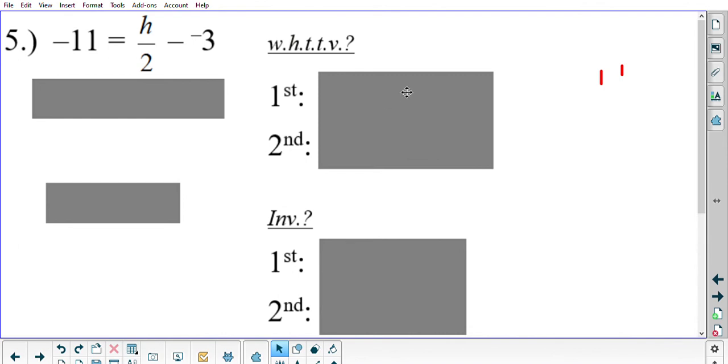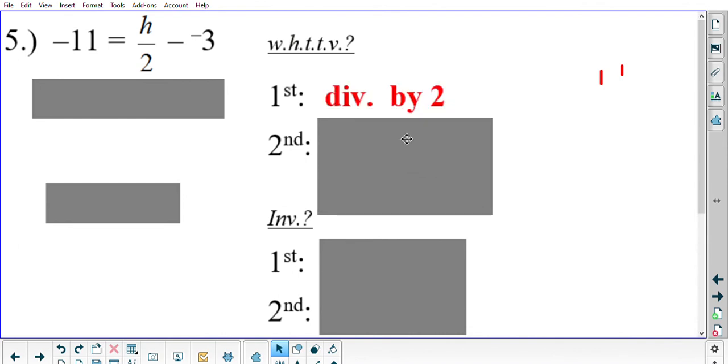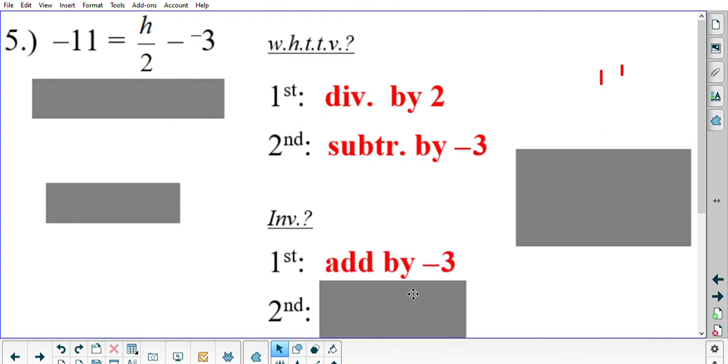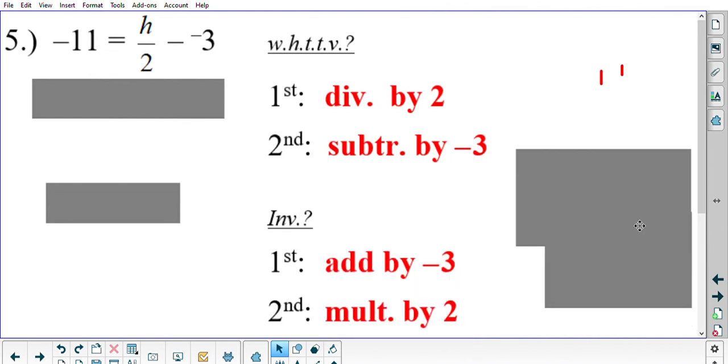Problem number 5, for those of you who did it. First thing happening to the variable, dividing by 2. Second thing happening to the variable was subtracted by negative 3. First inverse, add by negative 3. Second inverse, multiply by 2.